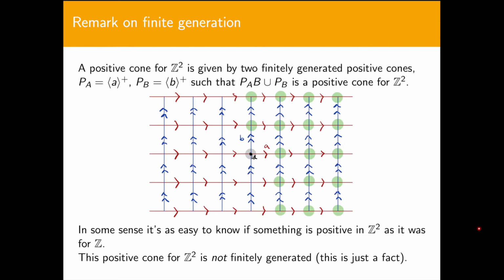So let's talk about finite generation. Recall that we had a positive cone for Z squared that was given by two finitely generated positive cones, P_A and P_B. So just positive cones given by all the positive A's and the positive cone given by all the positive B's, such that P_A union P_B is a positive cone for Z squared. So in some sense, it's as easy to know if something is positive in Z squared as it was for Z, but this positive cone for Z squared is not finitely generated.